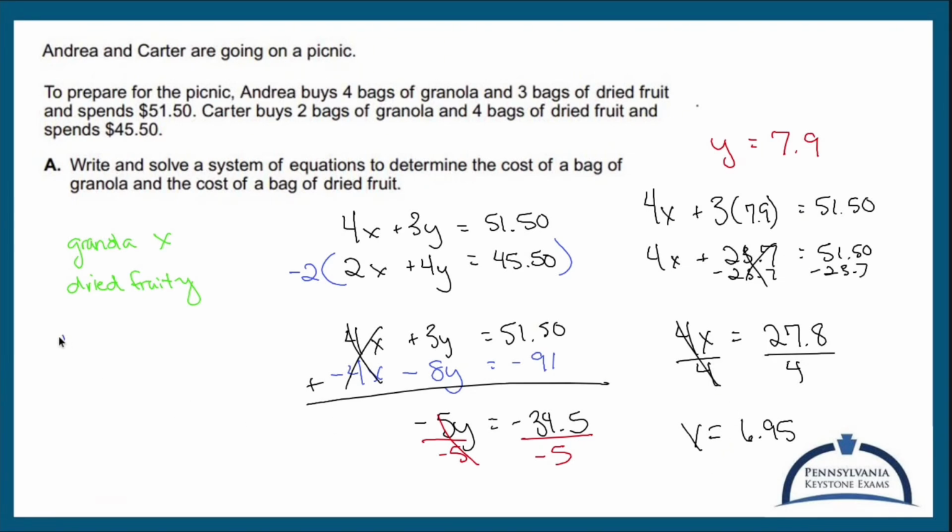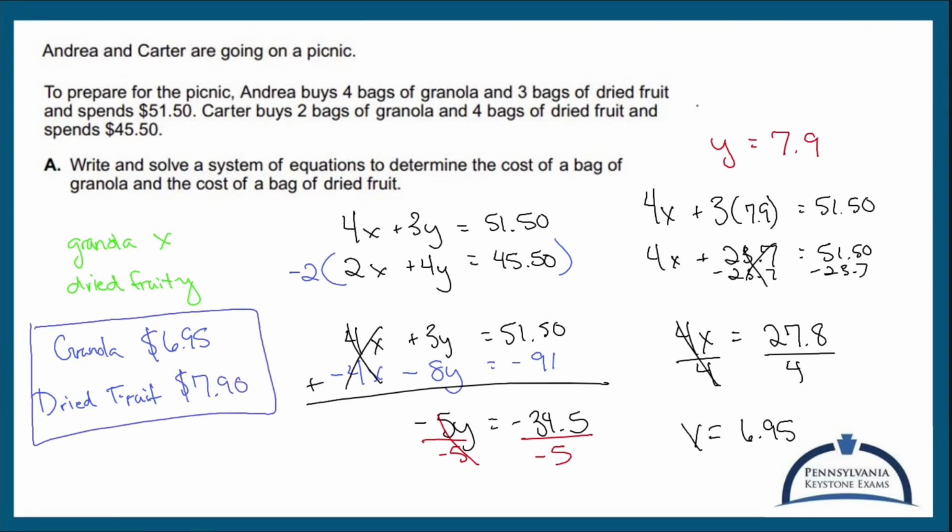So what that means is granola is going to cost $6.95 per bag, and the dried fruit is going to cost, what was that, 7.9, so $7.90 per bag. Ugh. Gross.